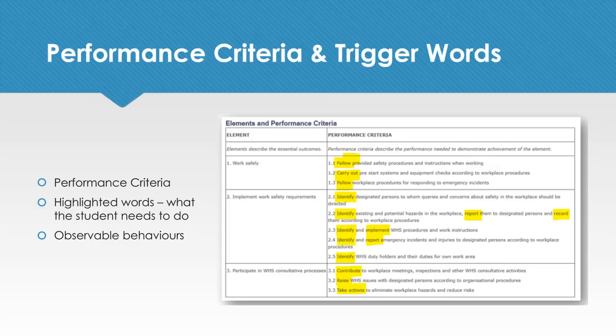When reading the performance criteria, it is a good idea to highlight or take note of the doing words, or the verbs, in each of the criteria. These words will help you to determine what is required of the student and how you will assess the criteria. For example, in BSBWHS201, the PCs state that a student must follow, carry out, identify, record, report, implement, contribute, raise, and take action. These are all observable behaviours. The assessment would need to require the student to record information on workplace forms and verbally communicate with others. Therefore, simply asking knowledge questions would not be a suitable way to assess the performance criteria.